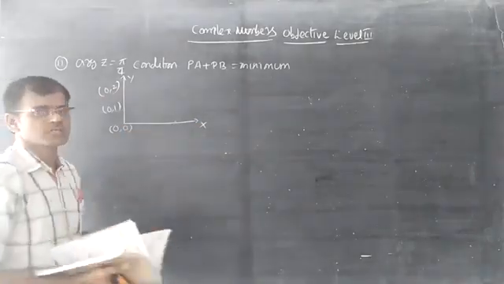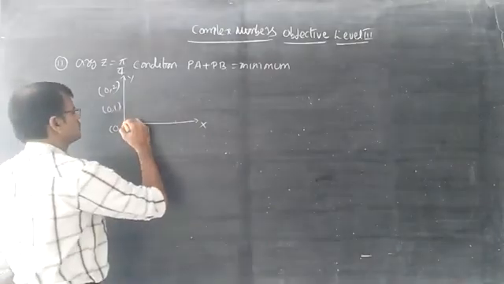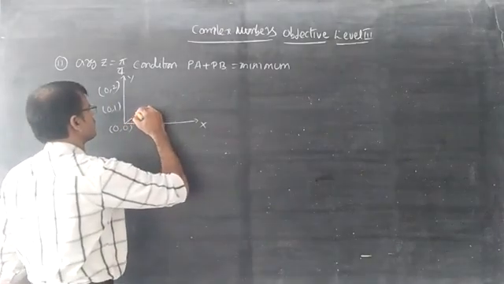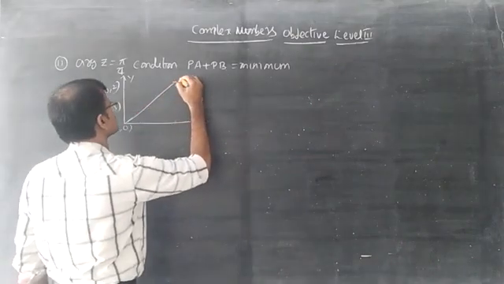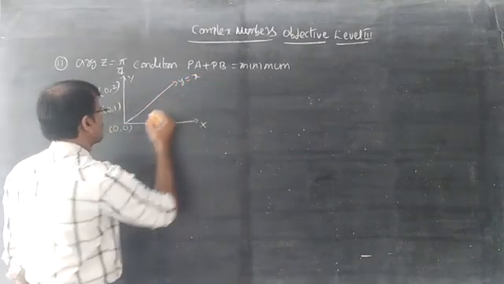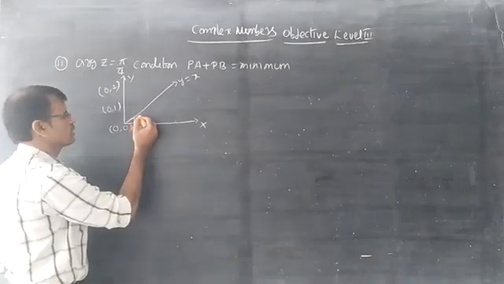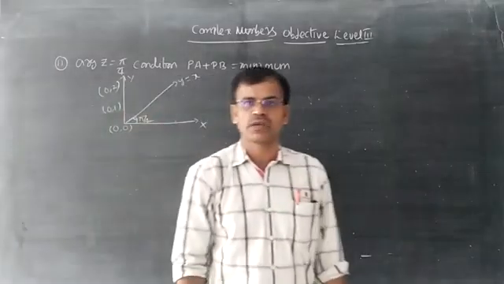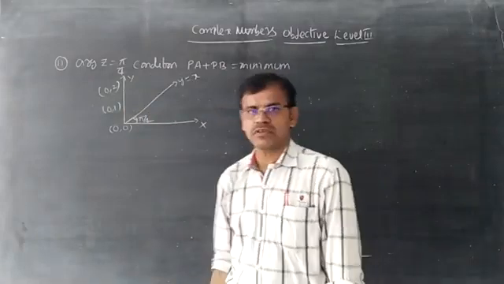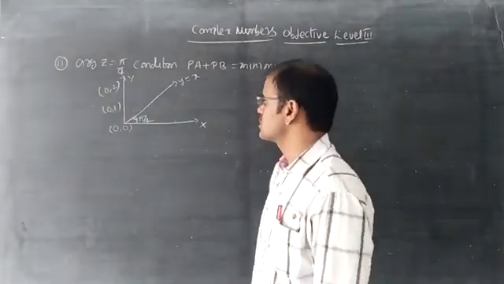Argument is given as pi by 4. So it is nothing but the point should lie on the line y is equal to x. Because the argument is pi by 4, passing through the origin, the equation of the line is y is equal to mx. Here m is equal to tan 45, which is 1, so y is equal to x.